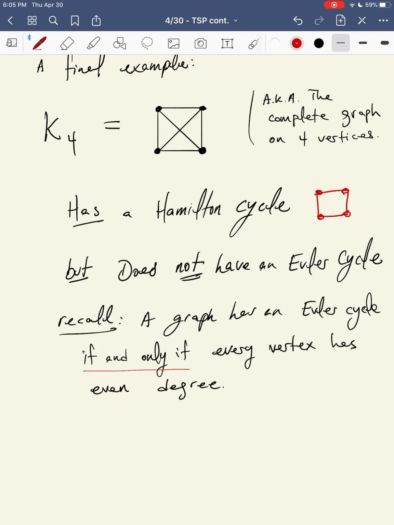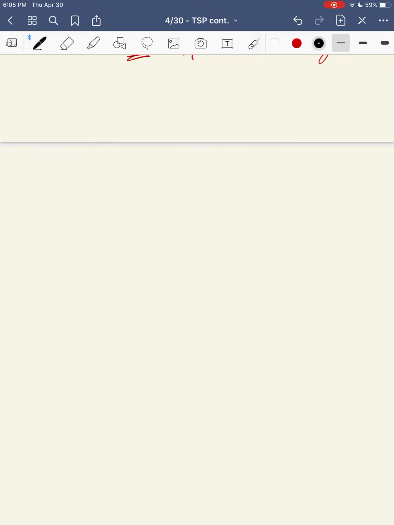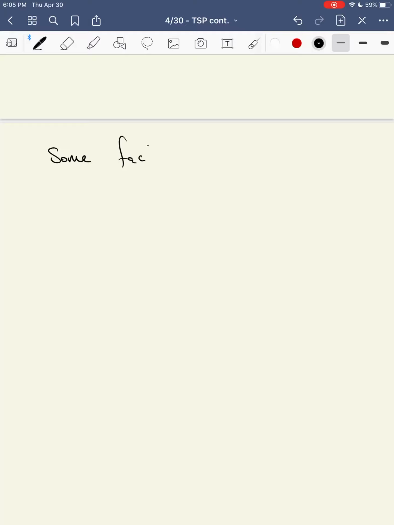So now I want to say some facts about complete graphs. Oh, right. K4 has no Euler cycle. Okay, so yes, now I want to say some facts about complete graphs because I think they're fun to count things on.